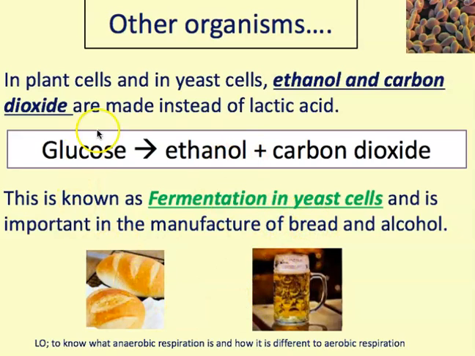Now, this is called fermentation, and it's really important in the manufacture of bread and alcohol. So often in exams, they do ask you about fermentation, and they ask you which products are made because of this process. So make sure that you know that bread and alcohol can be made due to fermentation, and this is the equation.